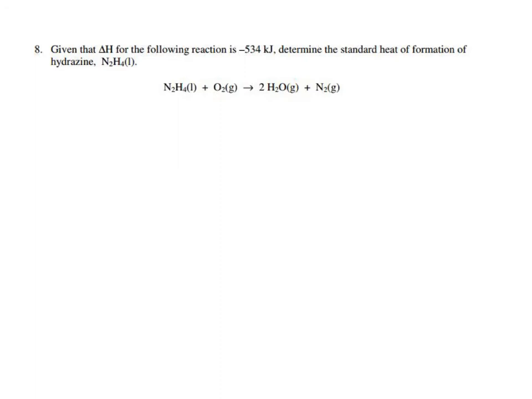Okay, so this time we're given the equation and we're given the heat of the reaction. We need to find the heat of formation of one of the substances in the reaction. So our X is the heat of formation of N2H4. O2 is an element, no heat of formation. N2 is an element, no heat of formation, and we're told, or we would look up, that the heat of formation of water vapor, we've used this one before, is negative 241.88, and there are two of them.